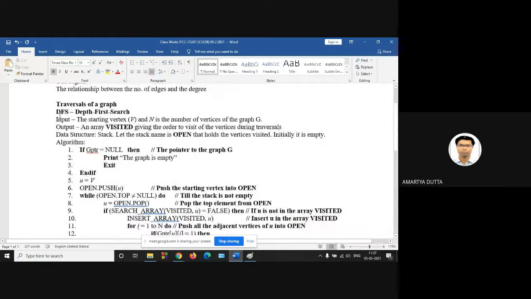So its input is the starting vertex, and n is the number of vertices in the graph. And what is the output? Output is the visited array that gives the order of the vertices that are scanned during the traversal. And so first, copy these 3 lines.